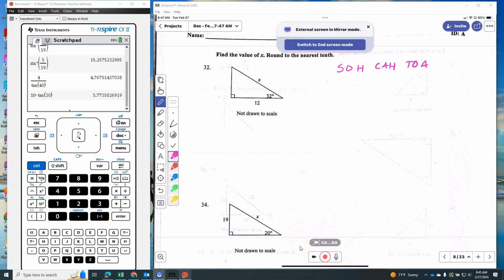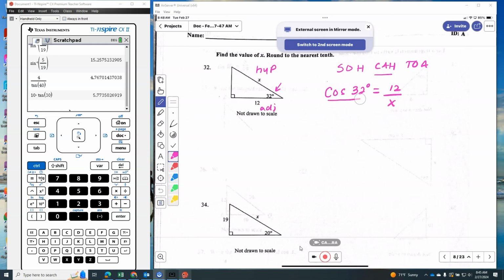So once again, you have a right triangle. You're going to use SOHCAHTOA. You're going to focus your attention on the angle. This is the hypotenuse, and this is the adjacent. Once again, it's going to be cosine. So you write cosine of 32 degrees equals the adjacent, which is 12, over the hypotenuse, which is x.